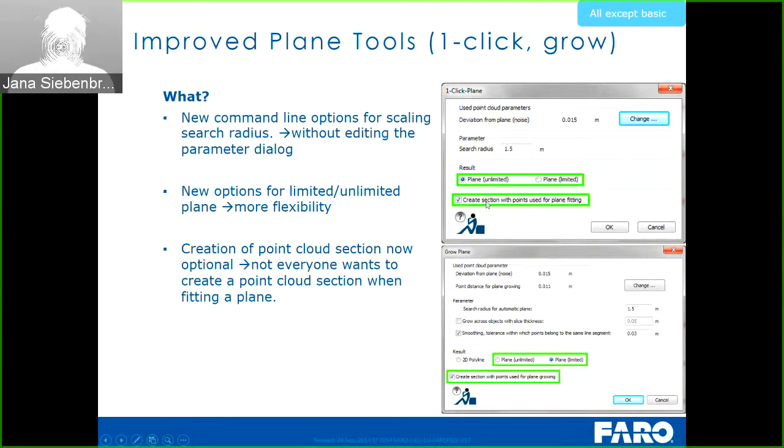Previously, we did not have the option, so both tools always created point cloud sections in the section manager. And if you use the tools very often, the section manager could become very crowded. So if you don't want those sections to be created, you can now uncheck this option, and your section manager will stay clean and uncrowded.